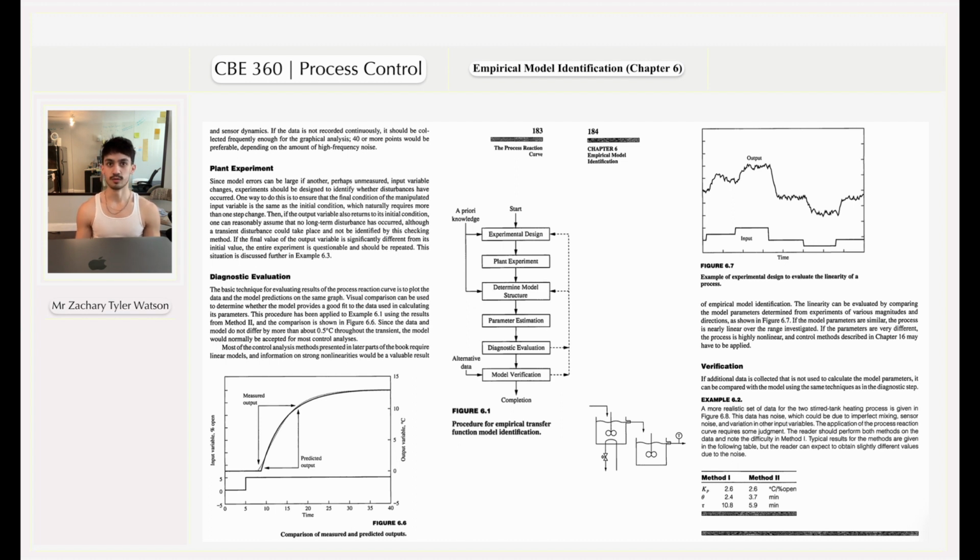If the final value of the output variable is significantly different from its initial value, the entire experiment is questionable and should be repeated. This situation is discussed further in example 6.3.